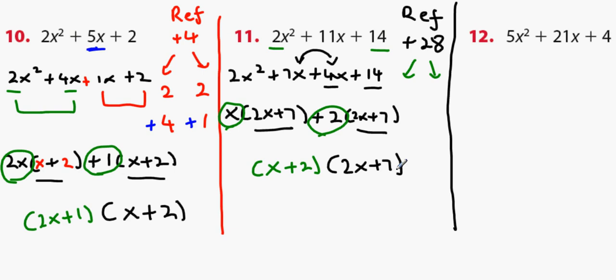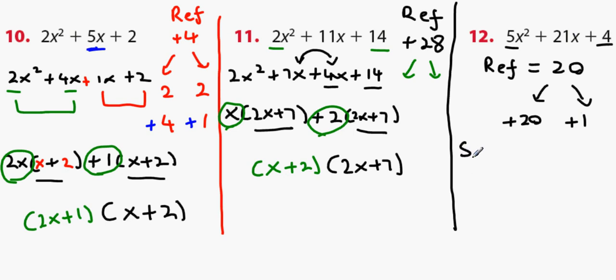Okay, third question. The reference number is going to be 20, because it's 5 times 4. Break up 20 into its factors: 20 and 1. 20 multiplied by 1 is 20, and plus 20 and plus 1 together give you 21. So we can break up 5x squared, and we can break up the 21x into 20x plus 1x plus 4.